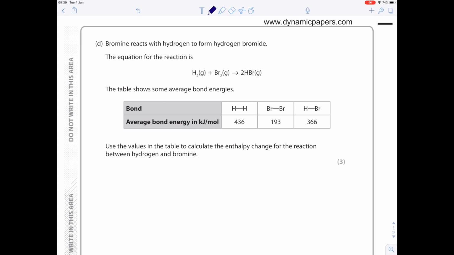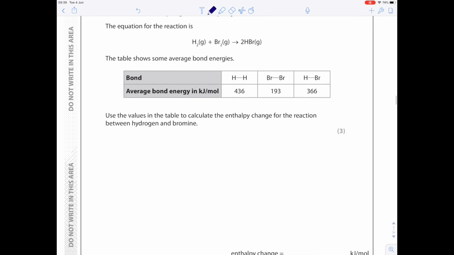Bromine reacts with hydrogen to form hydrogen bromide. The equation for this reaction is given, and the table shows some average bond energies. Use the values in the table to calculate the enthalpy change for the reaction between hydrogen and bromine. So I like to actually show the bonds, so I'm going to rewrite that equation showing the bonds. And by doing that, I can easily do bonds broken.